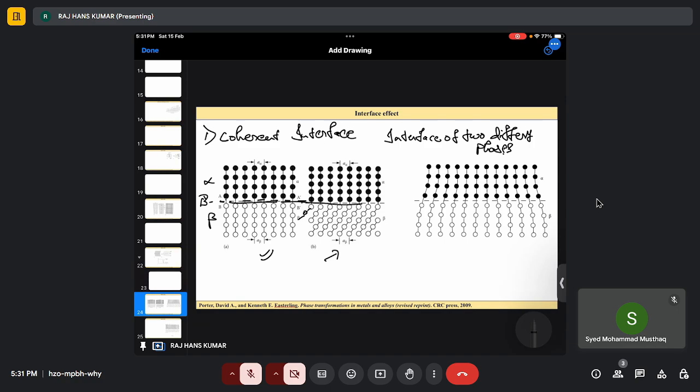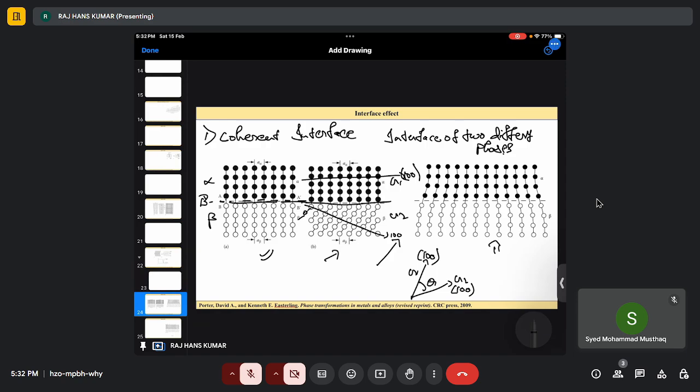Like here, right? This is my grain one. This is my grain two. Grain two has atomic planes. Let's suppose this is my 100 and also this is my 100. So 100 of G1 is at an angle with G2, right? But still, across the boundary, they have same atomic configuration. We can even have this type of structure.